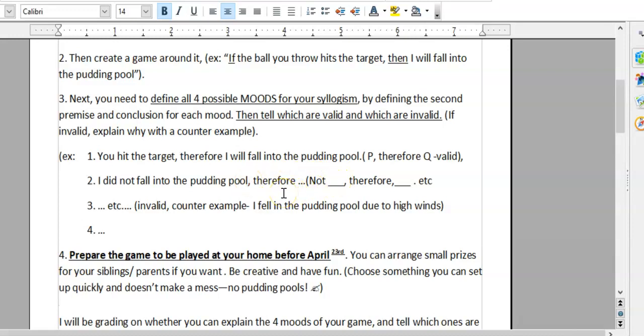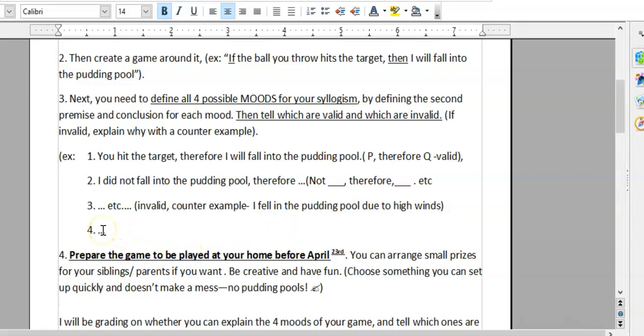And you would have to go back and say, can we tell whether the ball I threw hit the target? Since I didn't fall in, it means it's valid that we know that it didn't hit the target. And then the other one: P did not happen. You threw the ball and it did not hit the target. Can you tell whether you fell into the pudding pool or not? You could have fallen because you slipped or something else. Here I said, for number 3, the counterexample, because you could have fallen into the pudding pool because of high winds, or maybe your brother pushed you. But you can't tell just by the fact that you didn't hit the target whether or not you fell into the pudding pool. You could have not fallen in.